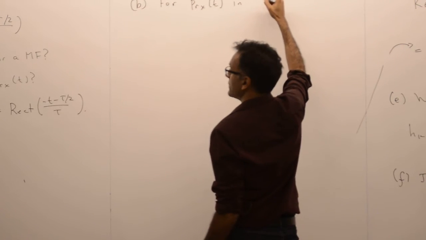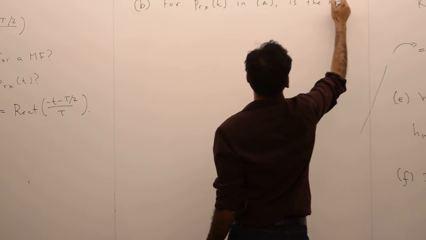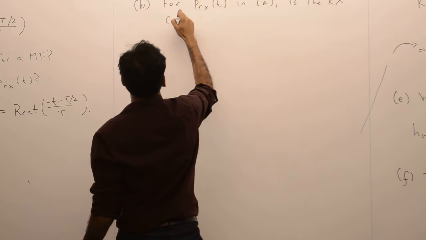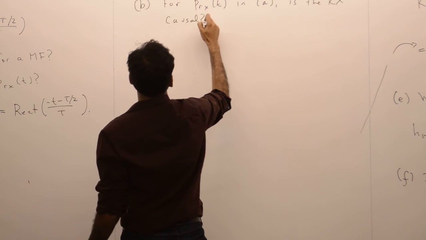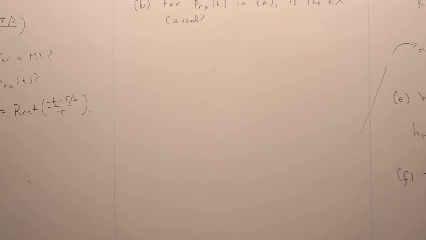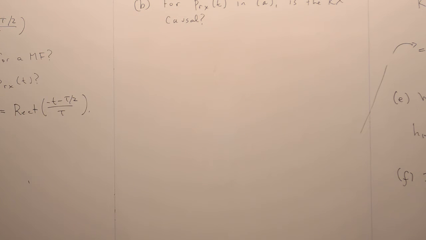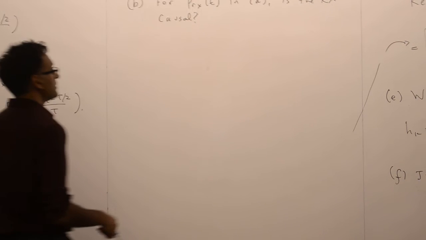So PRX in A is the receiver causal? No, because the impulse response has less. So you think, well, I can't even implement this filter.